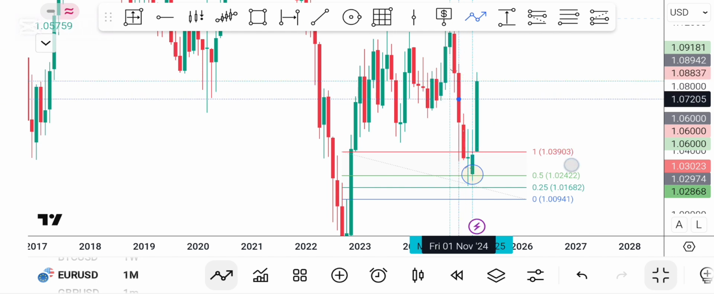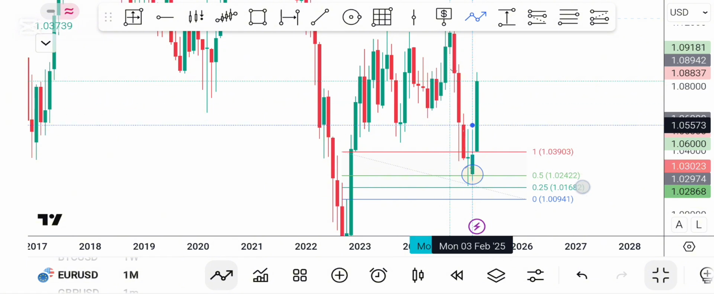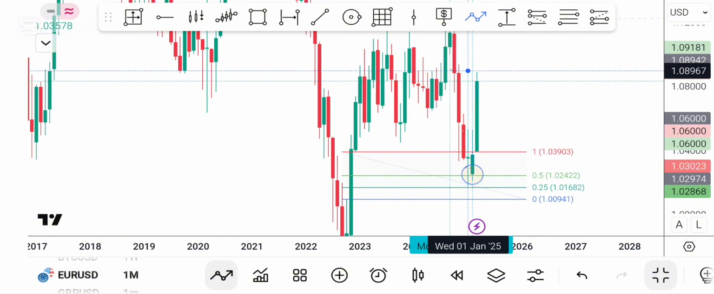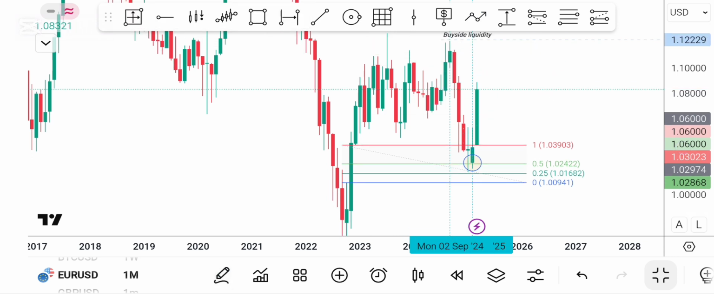There's a fair value gap here. I thought it was going to hold, and equally this breaker block, but then we saw price move higher like nothing ever happened.